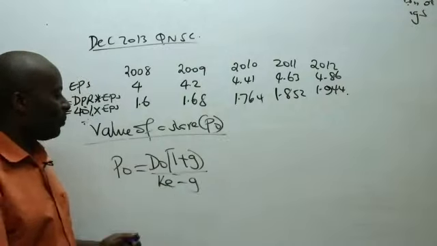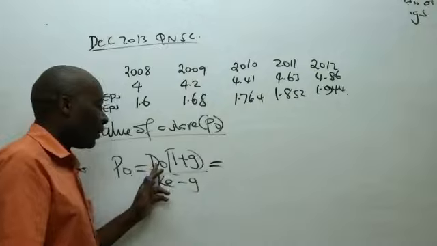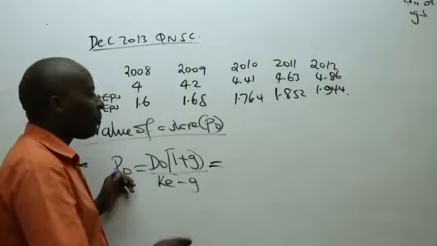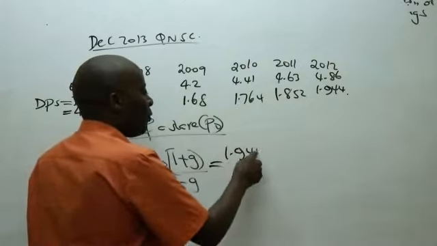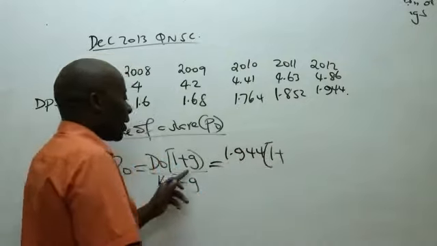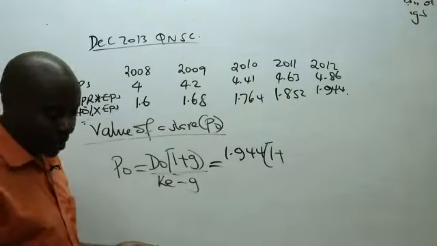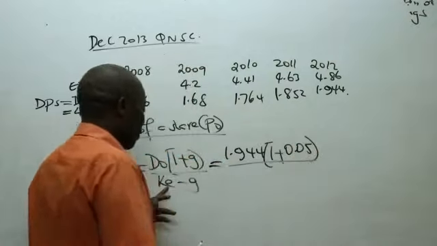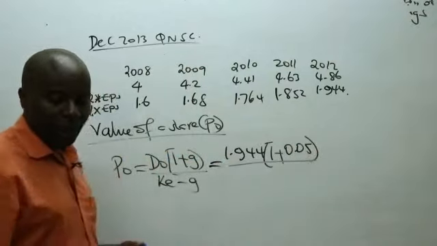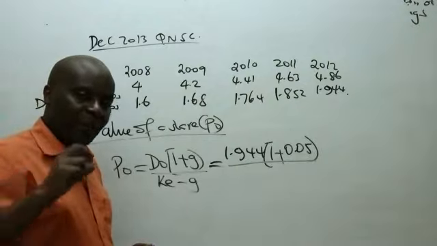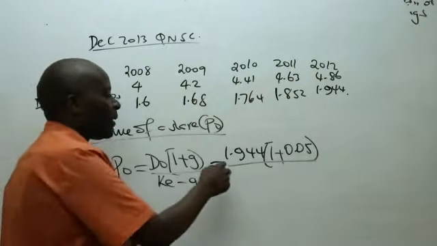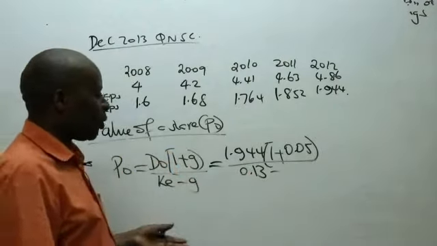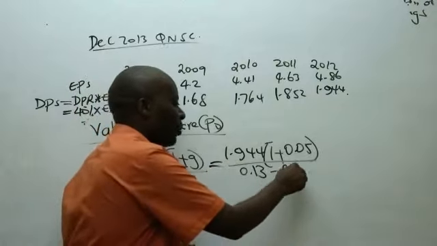So, ladies and gentlemen, please come and substitute for us. Remember, the current dividend is not the oldest dividend. The current dividend is 1.944. So 1.944 into 1 plus the growth rate that you gave me, which is 0.05, all over the required return. The required return I can see there is 13%, and 13% is the same as 0.13, minus the growth rate again, which is 0.05.